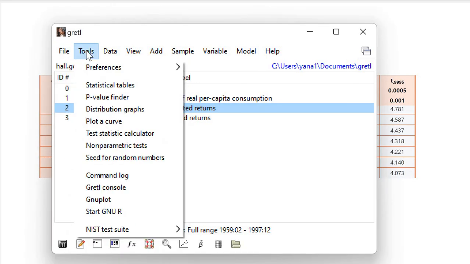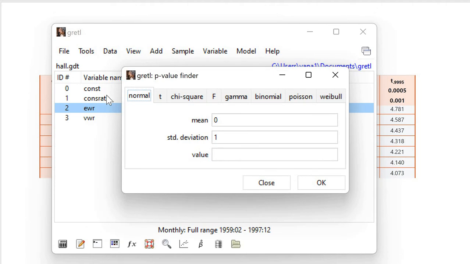So there is another option, because you can also use tools, and you can use the p-value finder option. So you have several kinds of distribution. So far we discussed normal distribution and t-distribution. So we are going to discuss t-distribution because the normal one is always for a sufficiently large population, and we have only 8 observations, so this is definitely not what we are interested in.